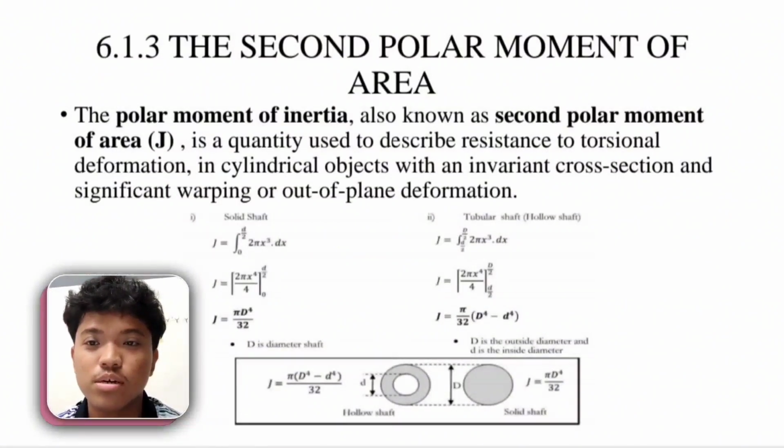For the tubular shaft or hollow shaft, the original equation is J equals integrate from d over 2 to D over 2 of 2 pi r cubed dr. So it will be J equals pi over 32 times D power of 4 minus d power of 4.